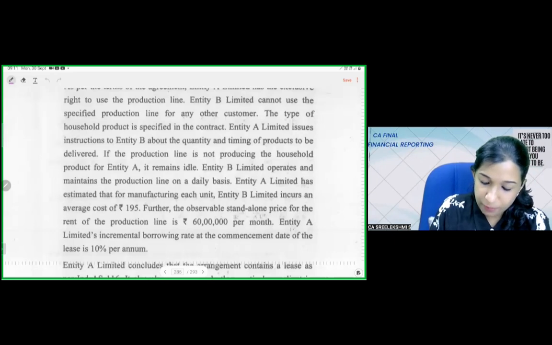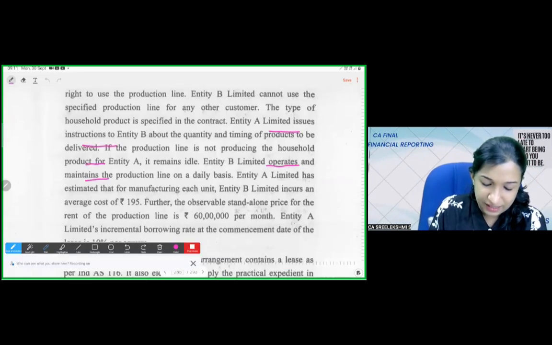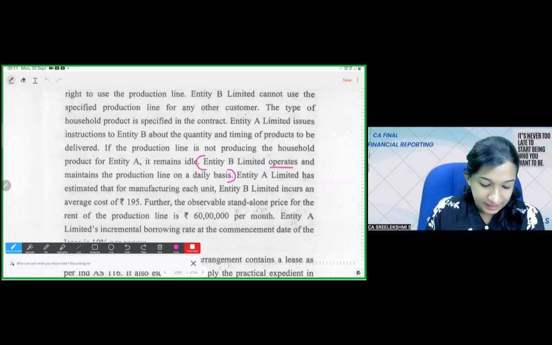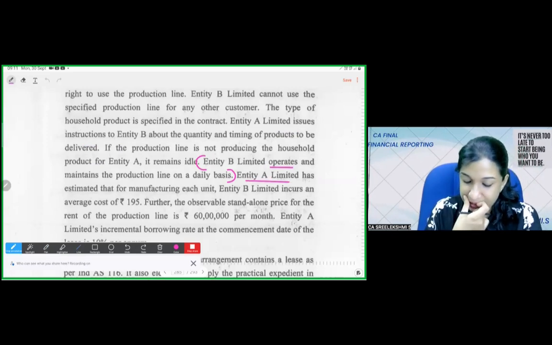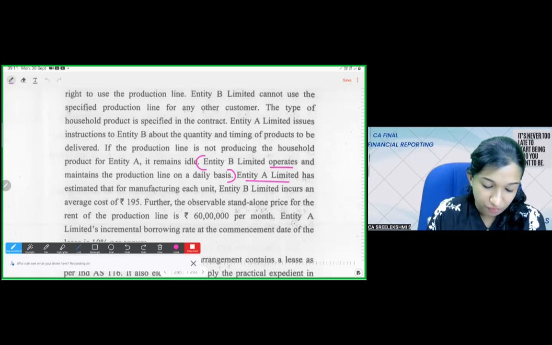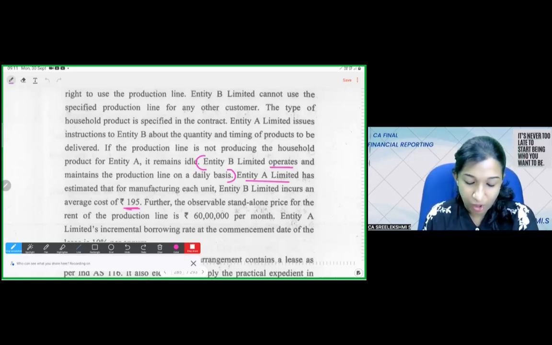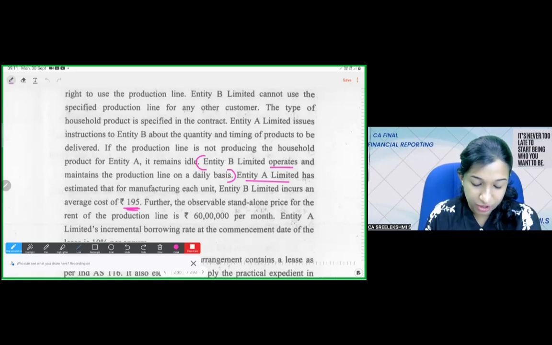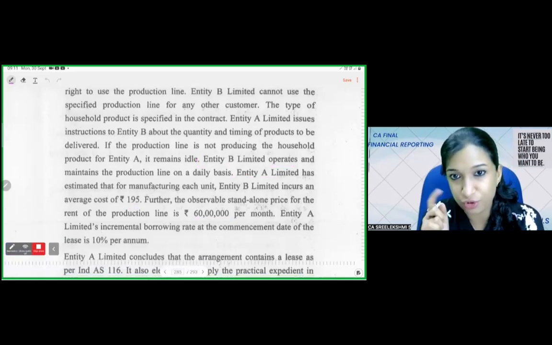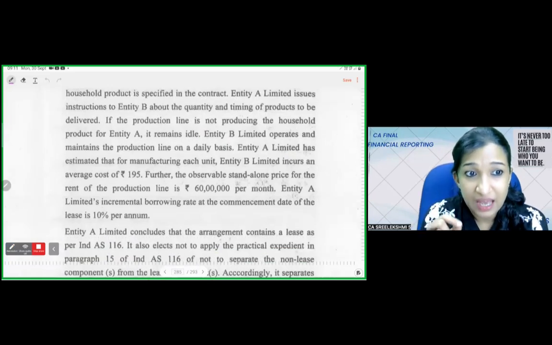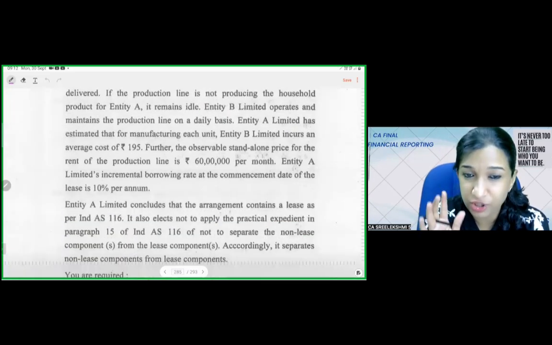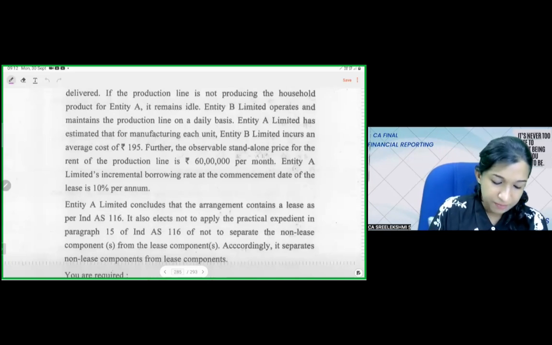If the production line is not producing the household product for Entity A, it remains idle. Oh, fine. Entity B Limited operates and maintains the production line on a daily basis. Entity A Limited has estimated that for manufacturing each unit, Entity B Limited incurs an average cost of 195. Further, the observable standalone price of the rent of the production line is 60 lakhs per month. The cost to Entity B is 195 and the standalone price of this production line is 60 lakhs. Okay. IBR is 10%.